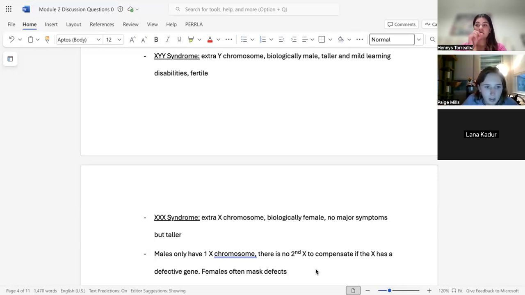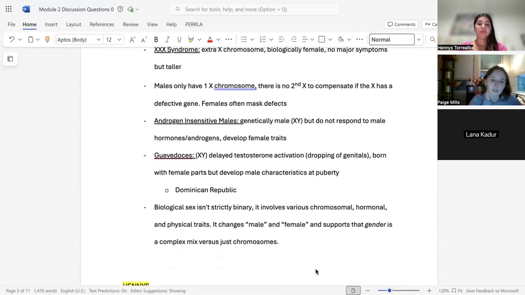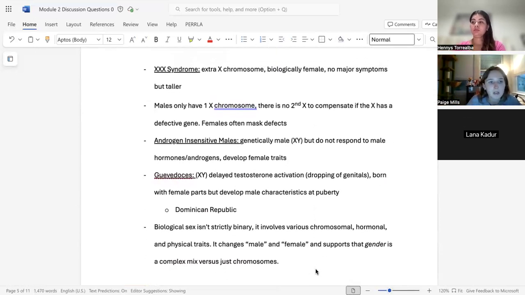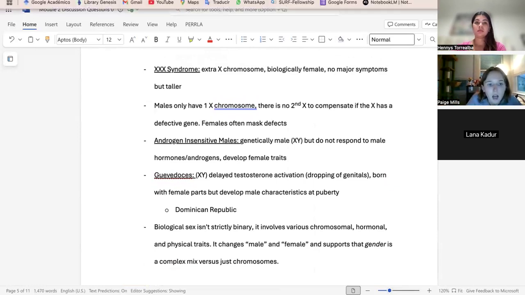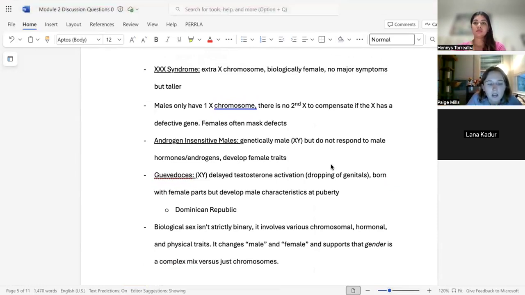But anyways, XXX syndrome is an extra X chromosome. They're biologically female, and there are no super major symptoms except that they're taller. And going back to how males are more susceptible to the chromosomal disorders, it's because males only have one X chromosome, when females have two. So they have no second X chromosome to compensate if the X has a defective gene. Females often are able to mask those defects because they have the extra X chromosome.